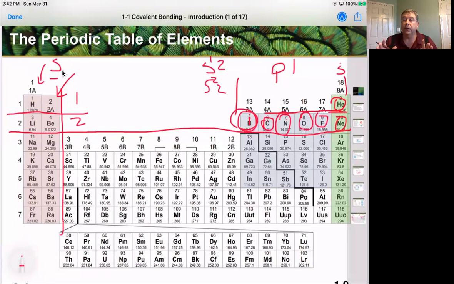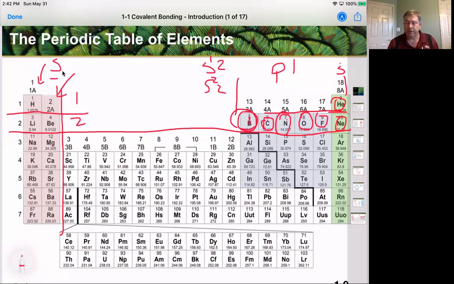So we can use the periodic table to figure out how many electrons we have and where they are. We're also going to use that to figure out how many valence electrons we have. So keep in mind where the different orbitals are on the periodic table, and you'll be able to find them.